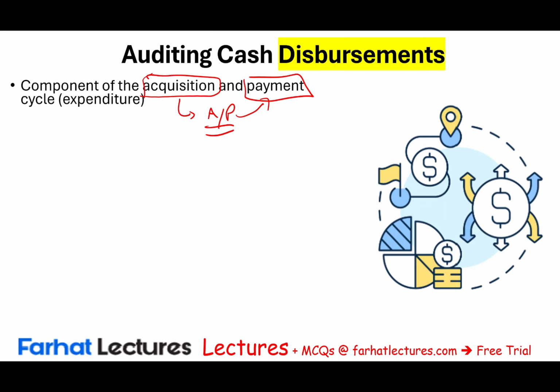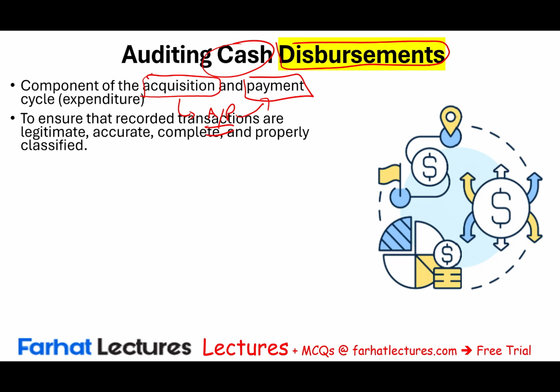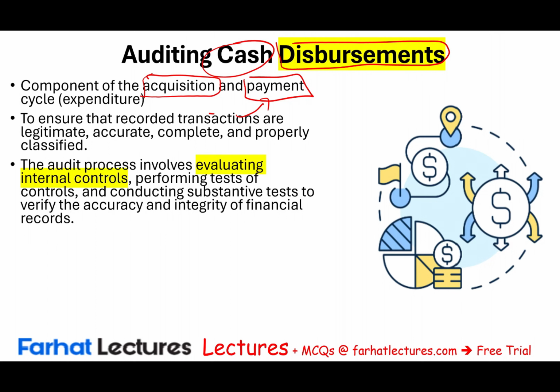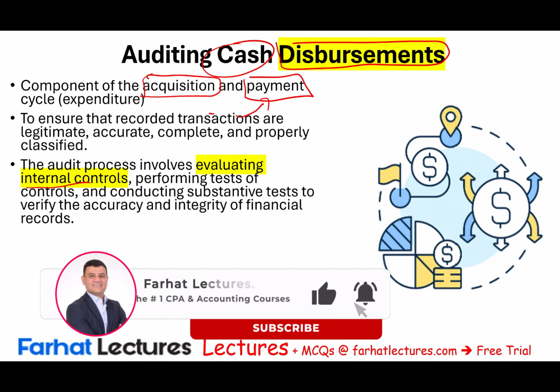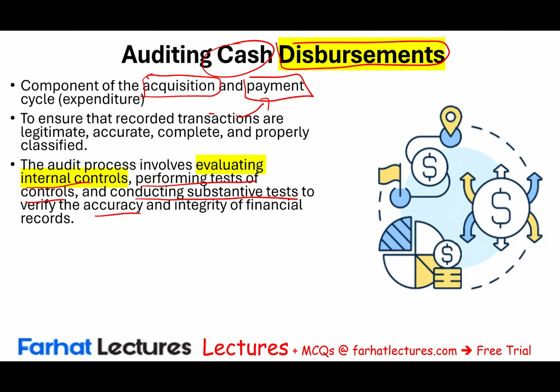Now, keep in mind, this is cash disbursement. We're not auditing cash. We're going to have a whole cycle auditing cash, the balance sheet of cash. Those are disbursement transactions that are part of, you guessed it, the acquisition and payment cycle, acquisition and expenditure cycle, to make sure that recorded transactions are legitimate, accurate, complete, and properly classified. We look at those assertions. Do the cash disbursements meet those assertions? So the audit process also involves evaluating internal control, performing tests of control, conducting substantive testing to verify the accuracy and the integrity of the financial record.